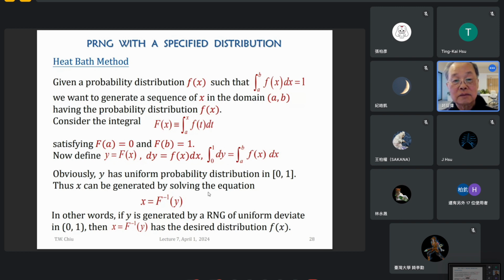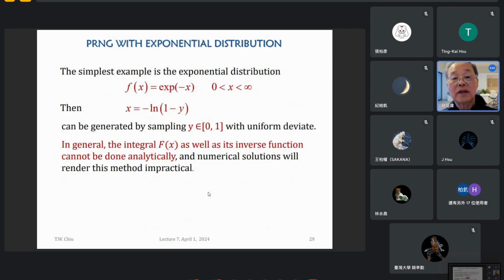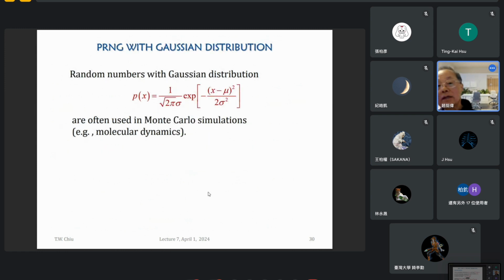Besides the exponential distribution, there's another example where this heat bath method also works: the Gaussian distribution. Now I want to generate a random number x obeying this distribution. The mu is the center of the Gaussian, the peak of the distribution, and sigma is the half width. This is often used in Monte Carlo simulation.